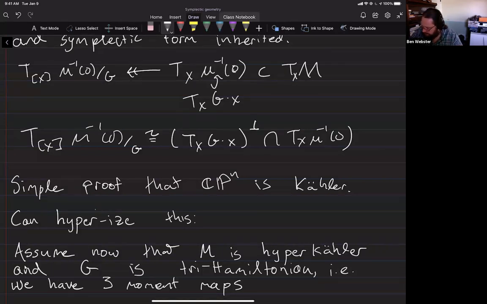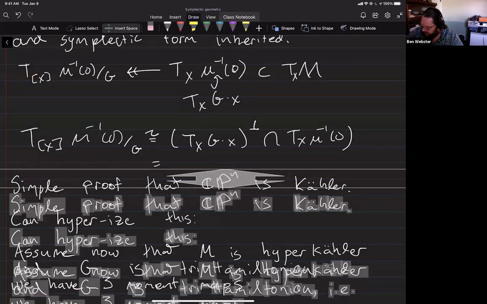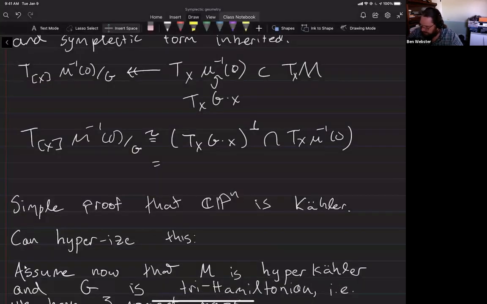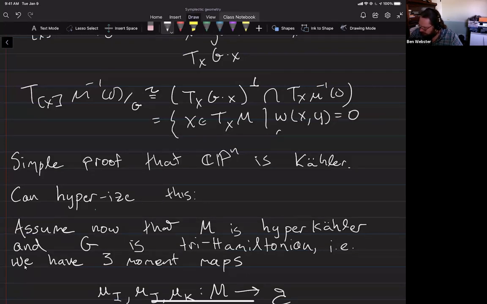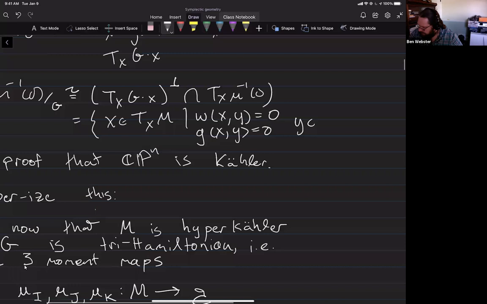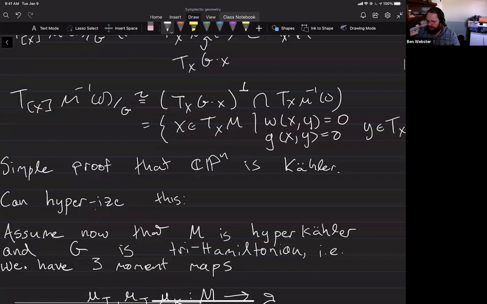So this is equal to stuff which satisfies, X is in the tangent space at X to the full manifold G, and we have both that the symplectic form and the metric vanish for Y in this tangent space to the orbit. So it's sort of a geometrically natural thing.